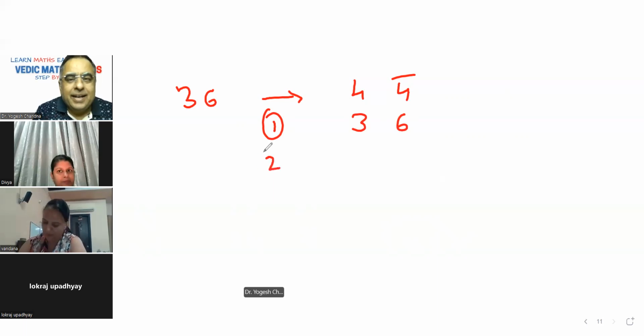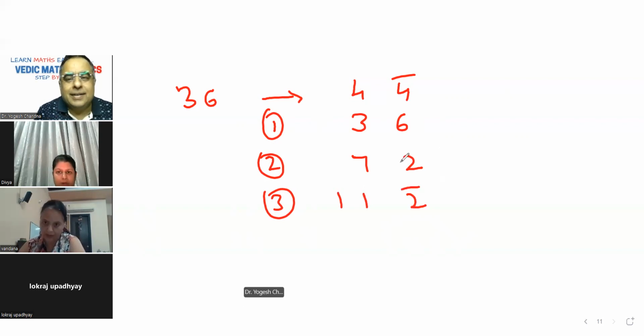Second, 3 plus 4 is 7. 6 and then this becomes 2. Third, 4. This is 11. This is 1, 1, 2 bar. 2 bar, 11, that will become 8. So what is 1, 1, 2 bar? 1, 0, 8. 198. 1.